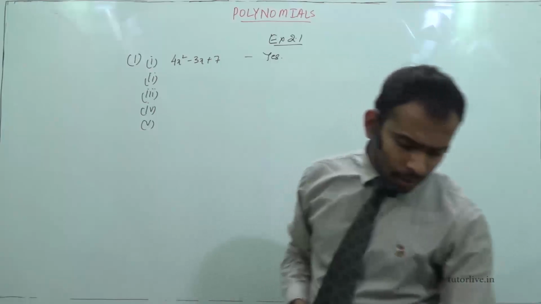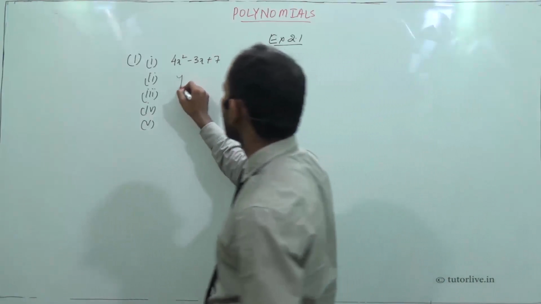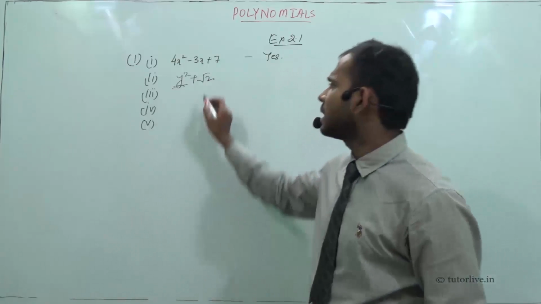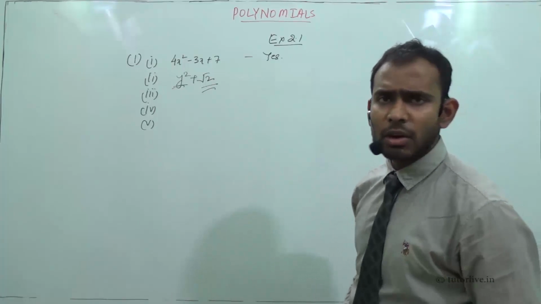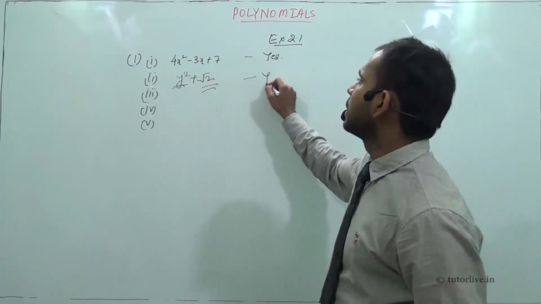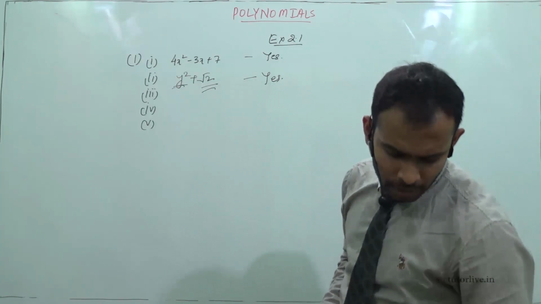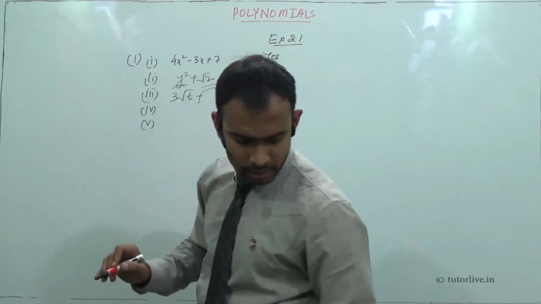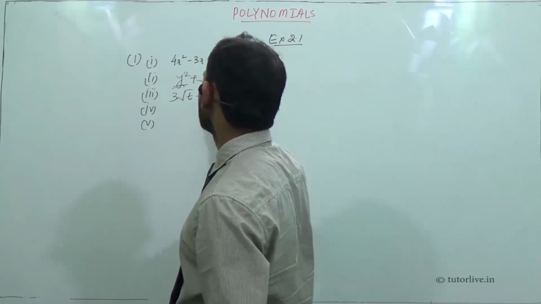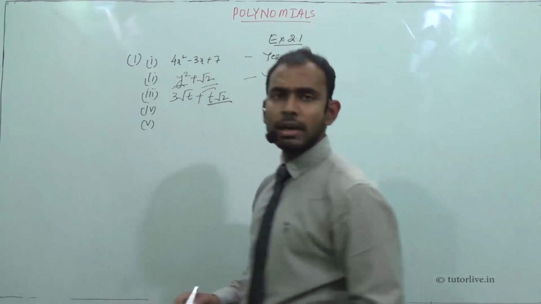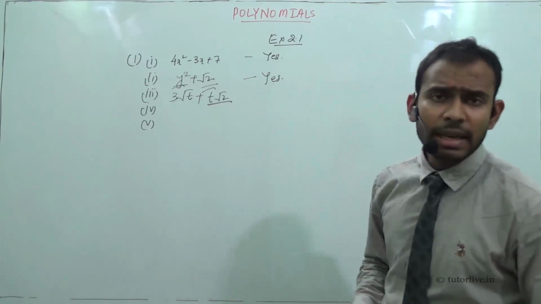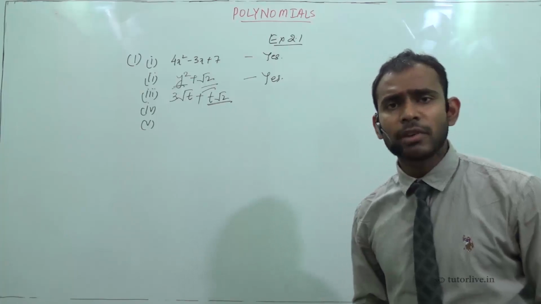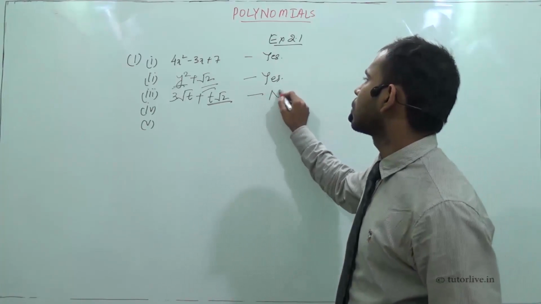Simple. Third, y square plus root 2. The variable has a whole number power. It doesn't matter if the constant part has it or not. So yes, it is a polynomial again. Coming to the third part, 3 root t plus t root 2. The second term has a whole number power, but in root t, square root t to the power 1 upon 2, it does not have a whole number power. Therefore, no, it is not a polynomial.